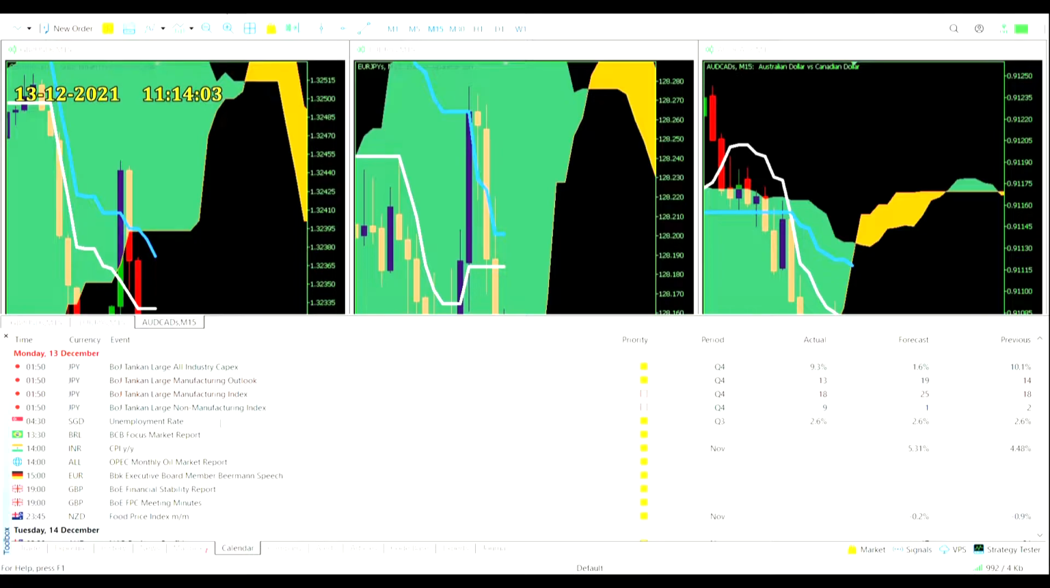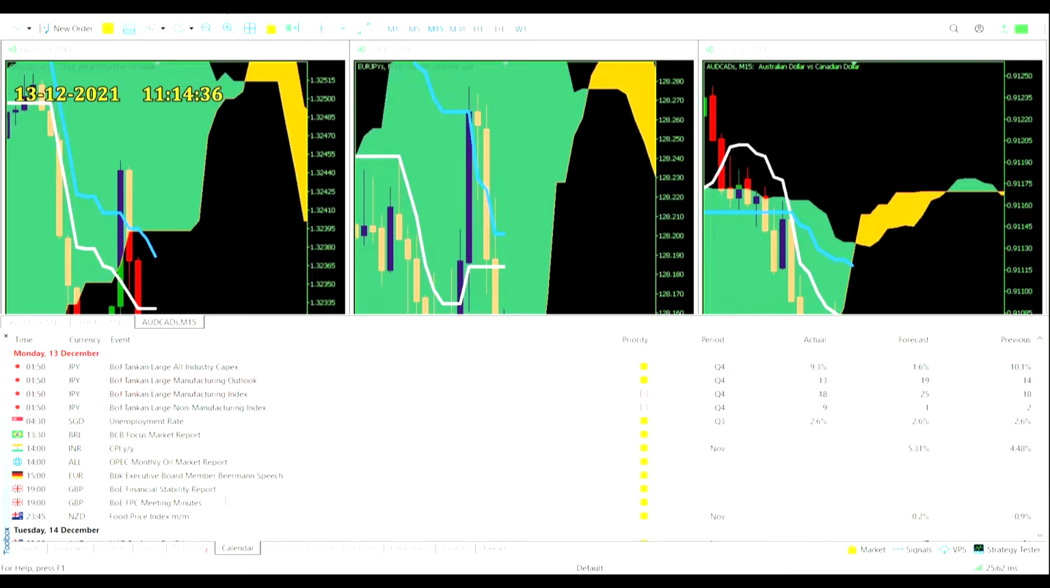Nothing at all in the European session, and even the American session is very sparse. 1:30, Brazilian Central Bank Focus Market Report, which comes out every week. 2 o'clock, Indian CPI year on year. 2 o'clock, OPEC monthly oil market report. 3 o'clock, Bundesbank Executive Board member Bierman makes a speech.